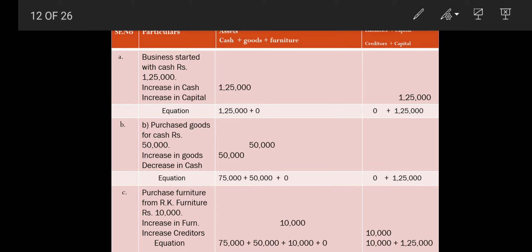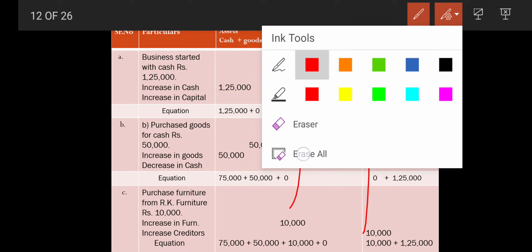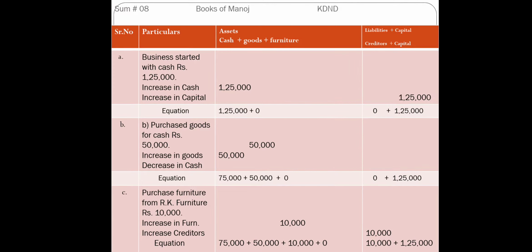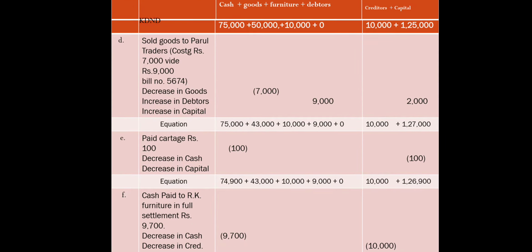Then purchase furniture from RK Furniture Mart. So that is a very simple way, that is an increase of your furniture, and at the same time creditors, a new column will be introduced, that is creditors, and here furniture, a new column will be introduced for this. So your accounting setup will be done, and now we are going to move with the next transaction.